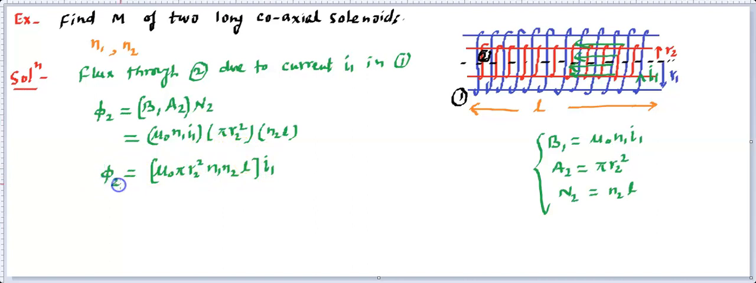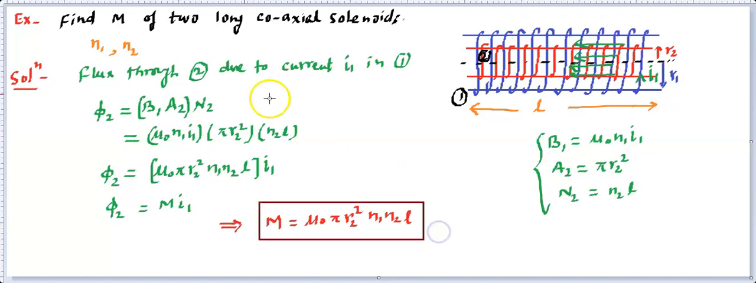So you got to know this flux 2 is directly proportional to current I1. Now you can compare this with M into I1. From here you can find the value of mutual inductance of this arrangement. So the mutual inductance of this arrangement of two coaxial solenoids is going to be mu naught pi R2 square N1 N2 into L. L is the length, so it also requires the length. This also acts as a result or formula. You can remember this as a formula, and you have seen how it comes: I considered the current in the first, measured the flux through the second, then simplified this and got this as our answer.